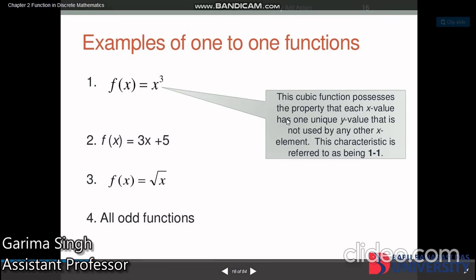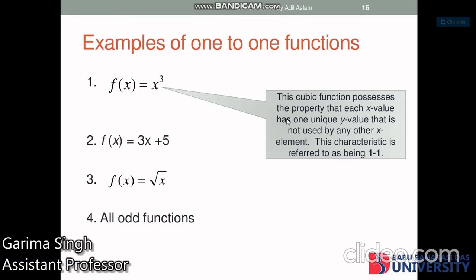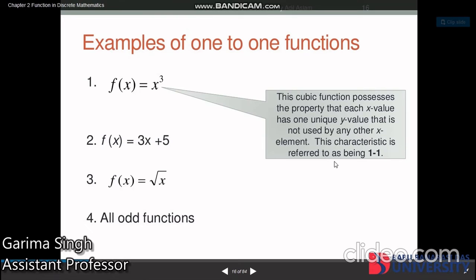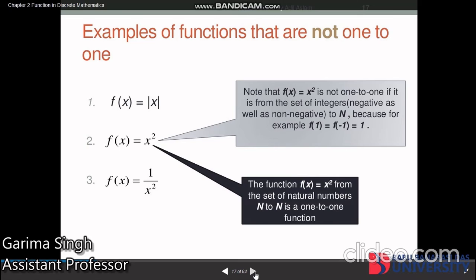Example of a one-to-one function. f(x) is equal to x cubed. The cubic function possesses the property that each x value has one unique y that is not used by any other x element. This characteristic refers to one-to-one. For every value of x, there is a unique value of x cubed. That is why this is a one-to-one example.